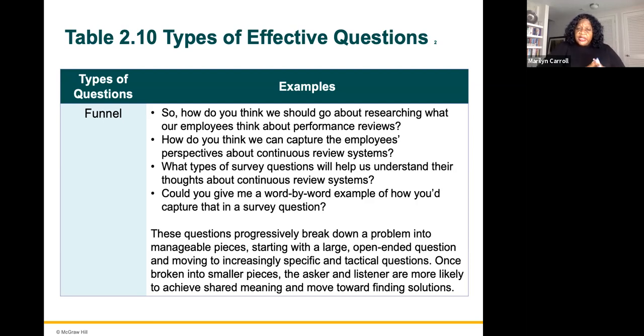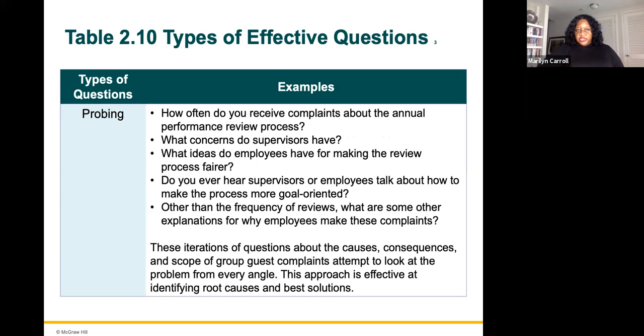These questions progressively break down a problem into manageable pieces, starting with large, open-ended questions and moving to increasingly specific, tactical questions. Once broken into smaller pieces, the asker and the listener are more likely to achieve shared meaning and move forward finding solutions. So let's talk about probing here for a moment.